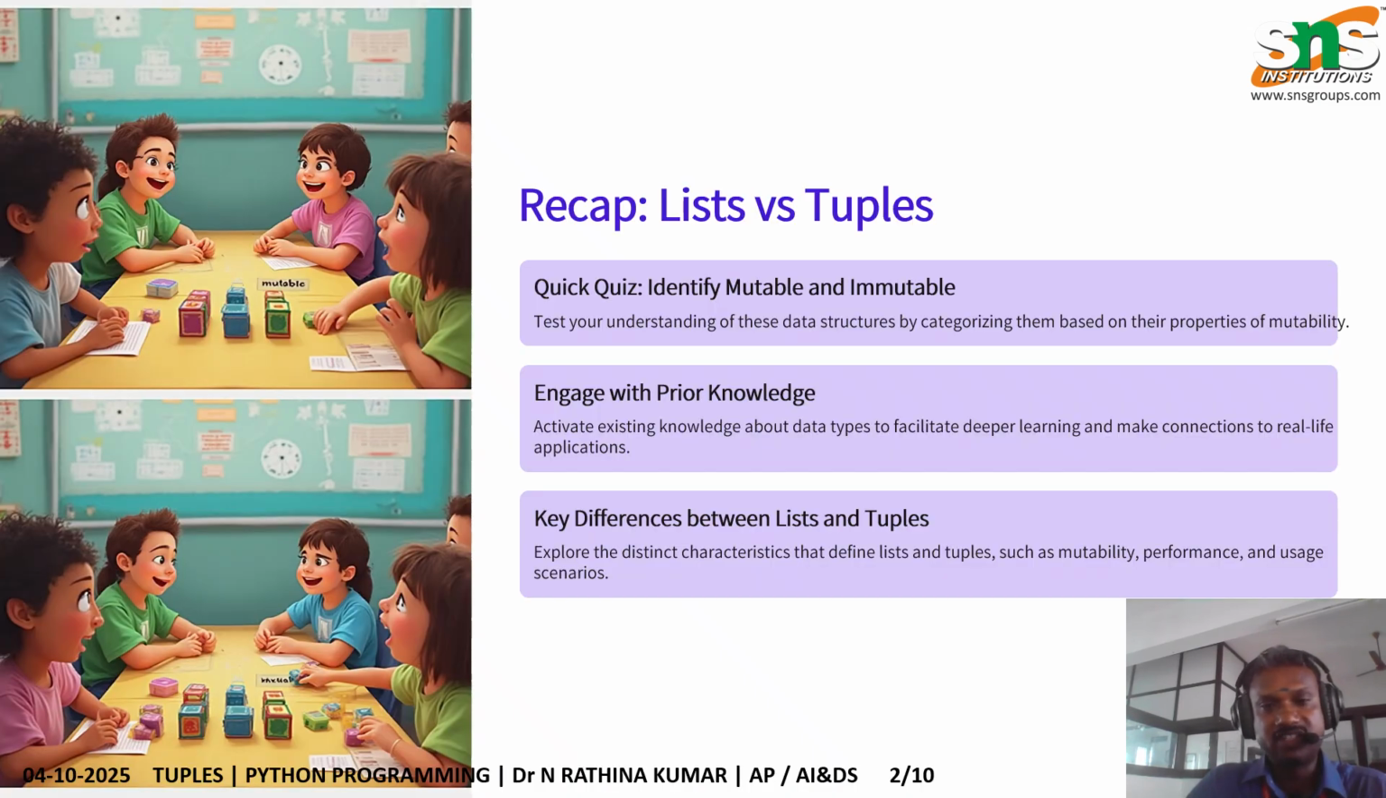Before starting the session, we must recap some important points, because we have already revised the list and the functions and some other concepts, and how they are related to tuples. First we are going to see the difference between list and tuples. A list is a mutable data type, whereas a tuple is an immutable data type. This is the first difference.